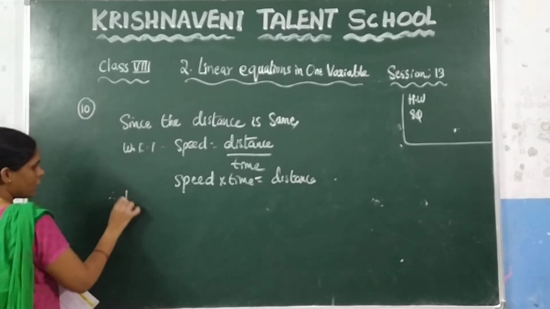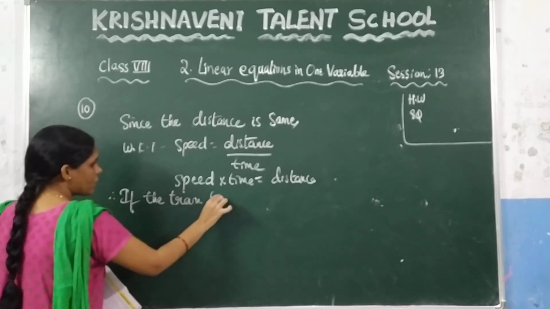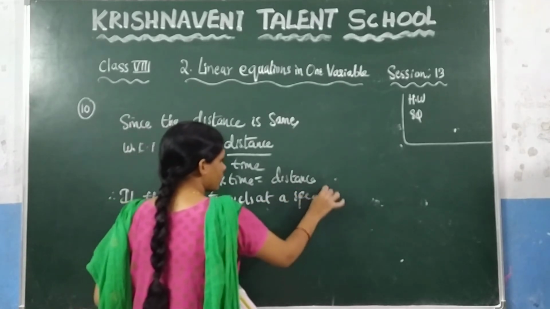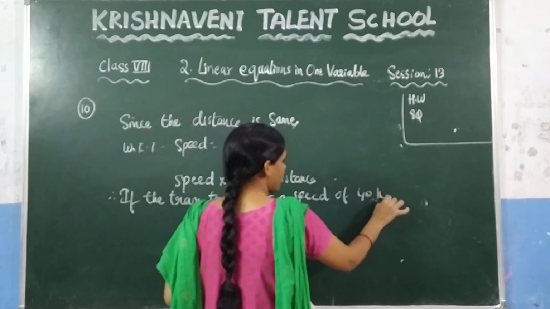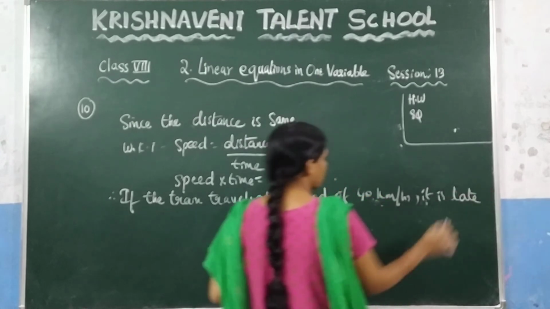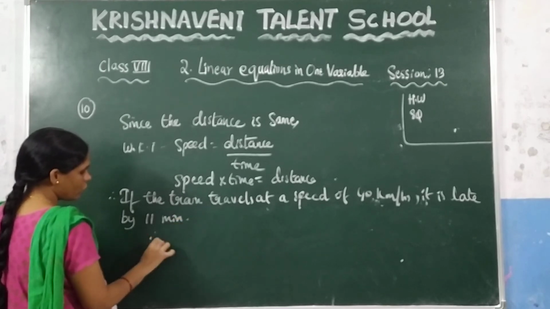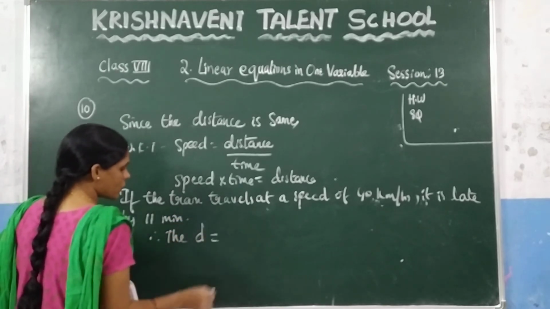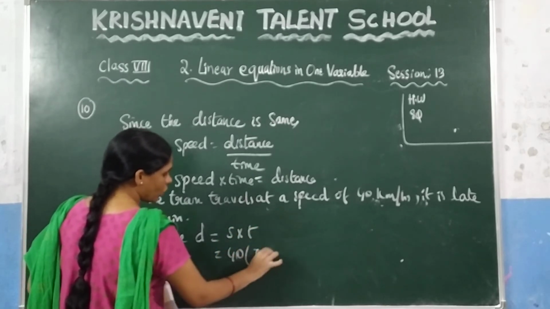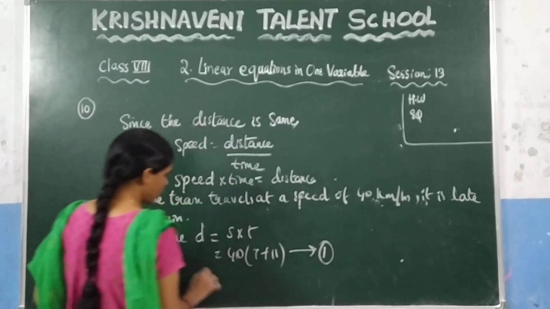Write it here. If the train travels at a speed of 40 kilometers per hour, it is late by how many minutes? 11 minutes. Therefore, the distance will be how much? The distance will be speed into time. What is the speed here? 40. And what is the time, which is t plus 11. This is the first one. Let us consider it as the first equation.